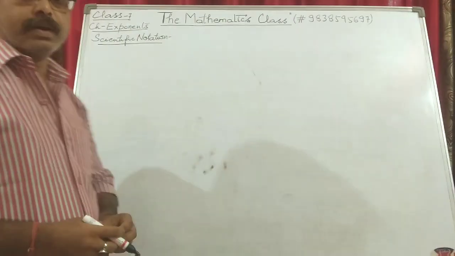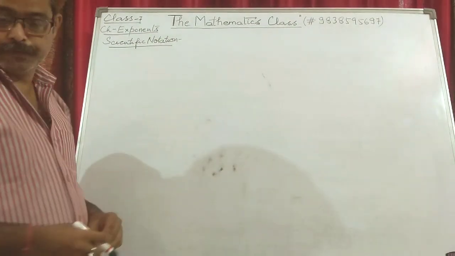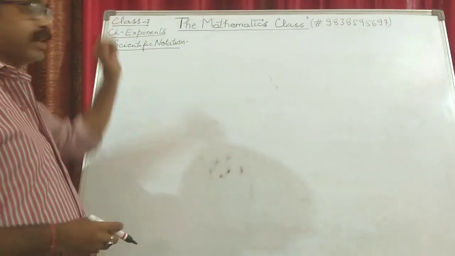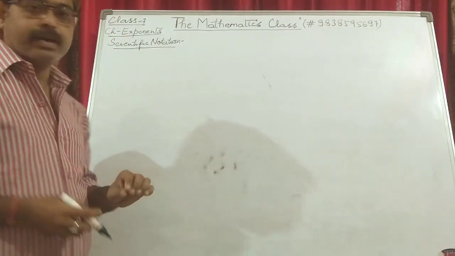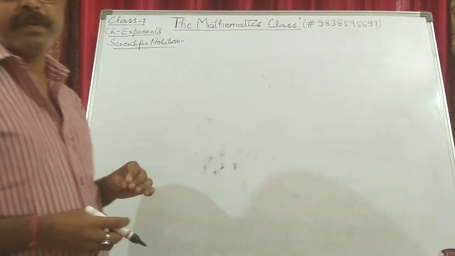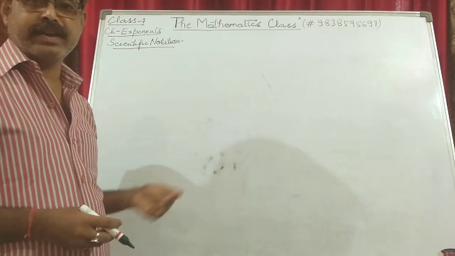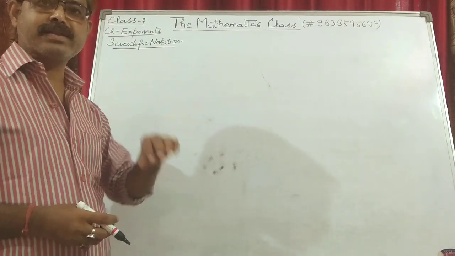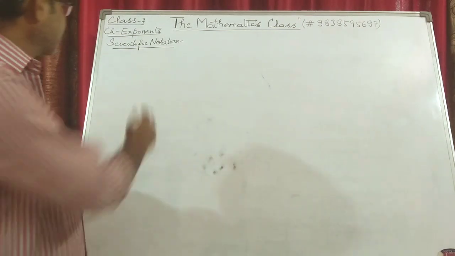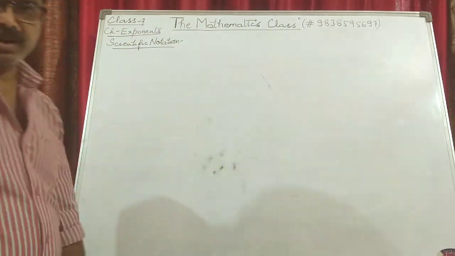Next class. This class is for chapter 4, Exponents, for class 7. Today our topic will be scientific notation and standard form. So what is scientific notation?